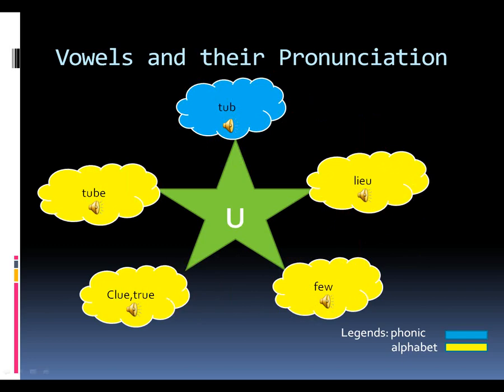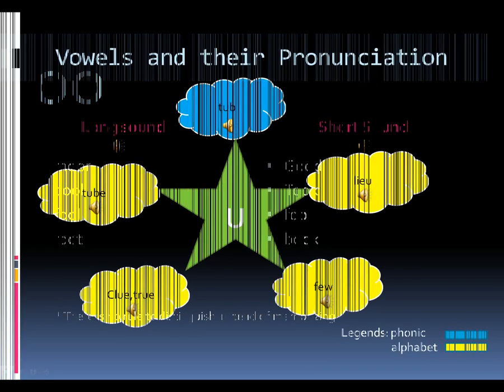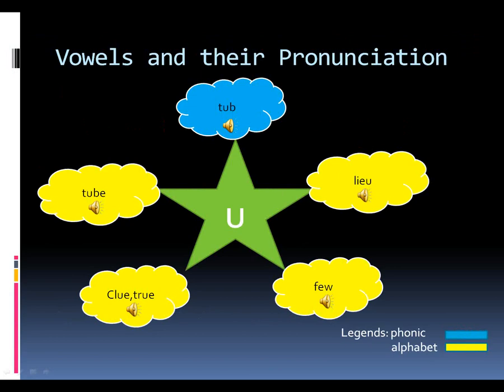The phonic is again here, in blue color: tub, rub. These are the conditions. Again, ending with E means the sound will transform into U: tub, tube. And U followed by E is again U: clue, true. And EW combined together produces the sound of U: few. And LIEU also sometimes produces U.